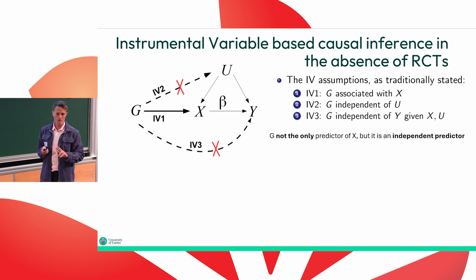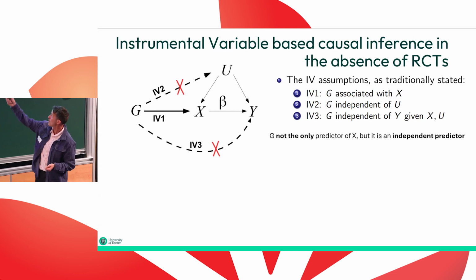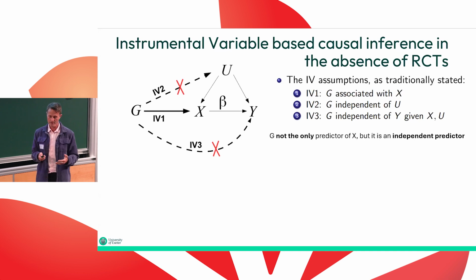Now, note in this causal diagram that G, unlike randomization, isn't the sole predictor of the exposure X. There's an arrow going from U to X, but what we hope is that G is an independent predictor. So it gives us an independent prediction of the exposure.